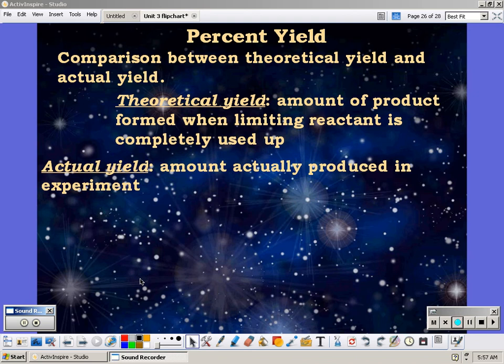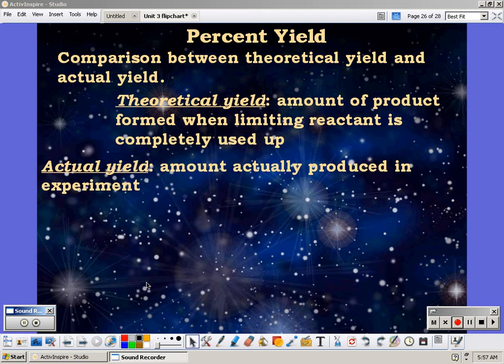Hopefully you've realized already in your labs that you don't always get the exact amount that you think you should get. And that's just through human error, waste, and other issues that laboratories have. So the percent yield, you want to be as high as possible. Typically it's not 100% because you're going to lose some product along the way.